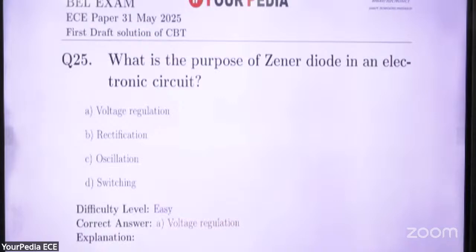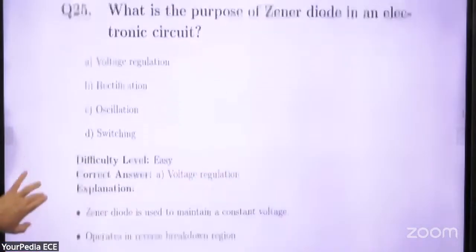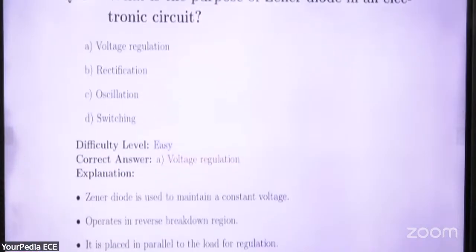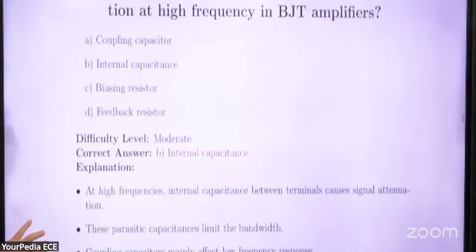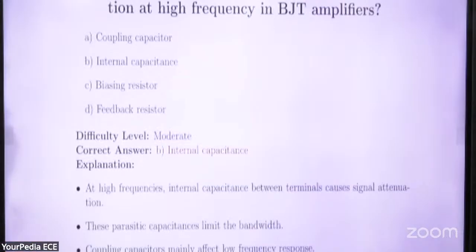Easy. Question number 25. Moderate degree of difficulty.